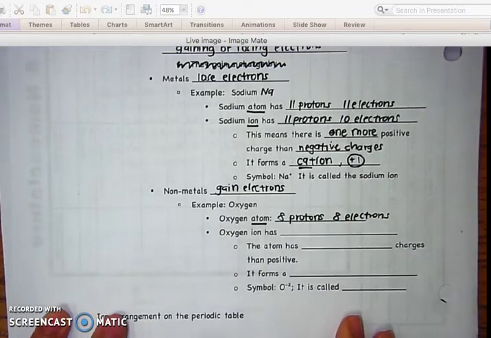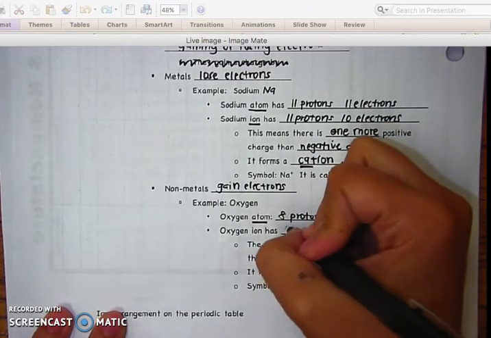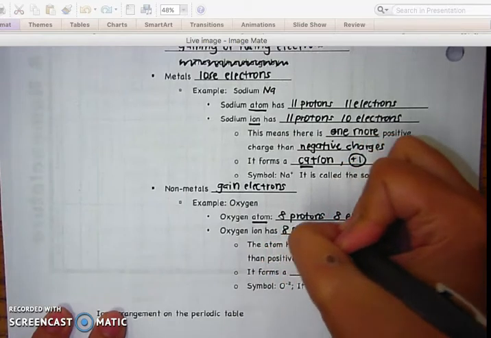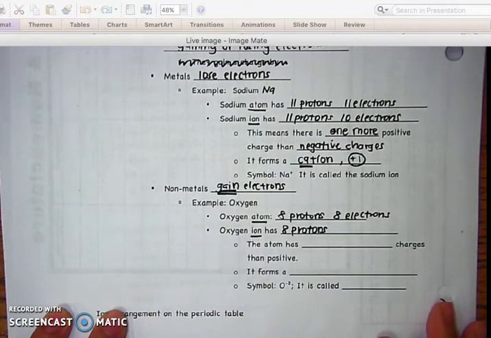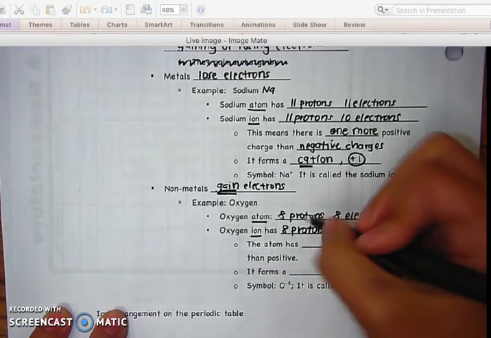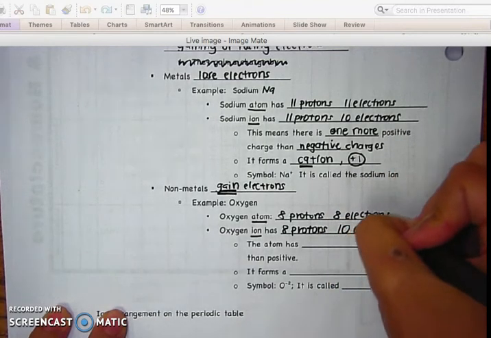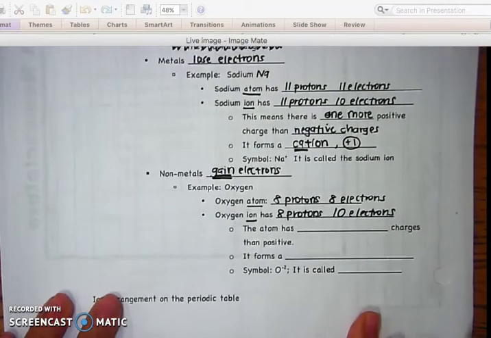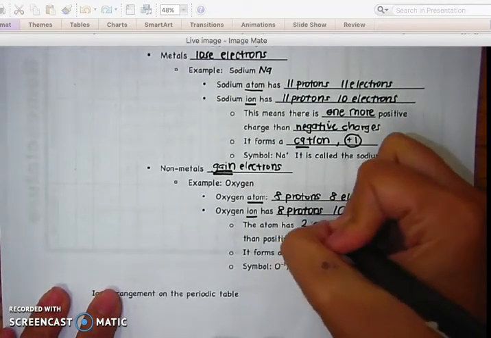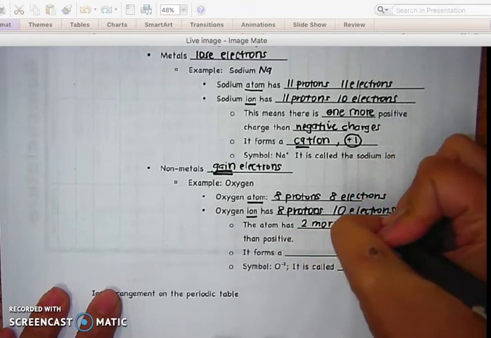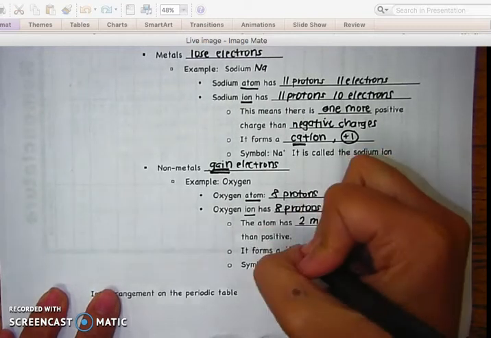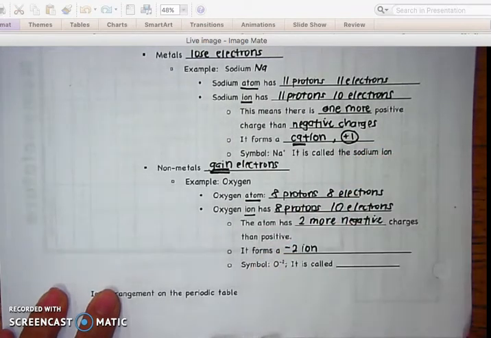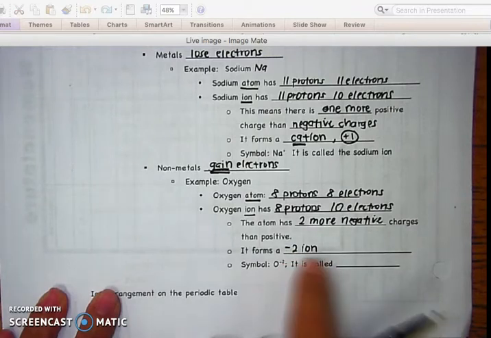Now, an ion of oxygen actually has 8 protons still. Remember, that will not change. But an oxygen ion ends up gaining electrons. So it has 2 more electrons than before, for a total of 10 electrons here. In terms of the charge, the atom has 2 more negative charges than positive, so it forms a -2 ion.